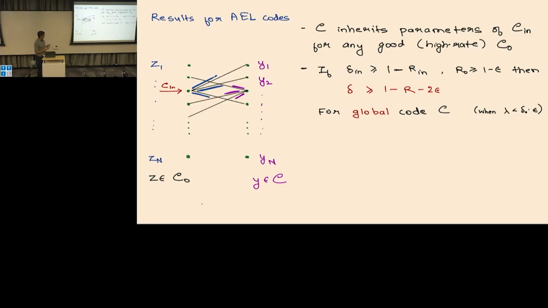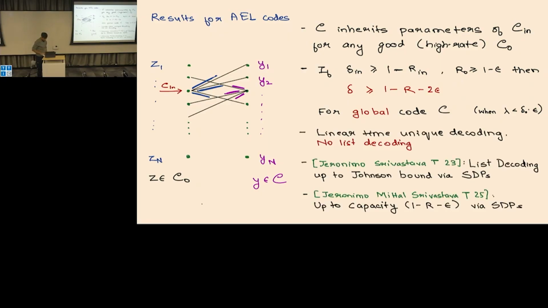And so the AEL construction is used to construct very good codes, which take a local code on d bits, matching the Singleton bound, and give you a global code. And the situation for this was a bit similar to Tanner codes. So we knew very nice, simple unique decoding algorithms. In fact, I'll tell you the algorithm in 2 minutes. We could decode them up to the Johnson bound using semi-definite programs.